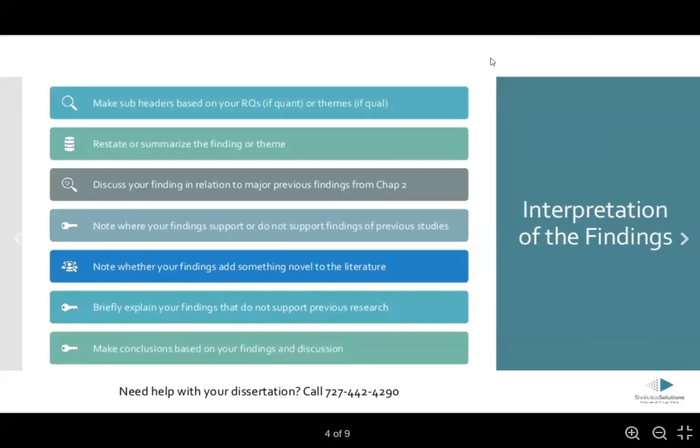Following the introduction, you will have the interpretation of the findings. This is really going to be the meat of the chapter. Throughout the paper, you'll be making conclusions, and you'll also provide some recommendations for practice and future research. Each of those pieces, those conclusions and those recommendations, are really going to stem from this interpretation. So how do you make sense of what you found in your research?